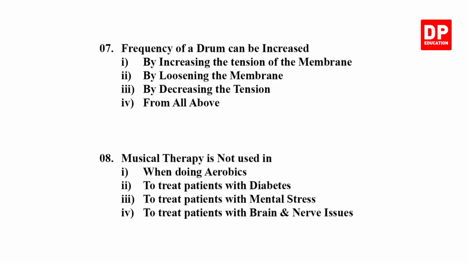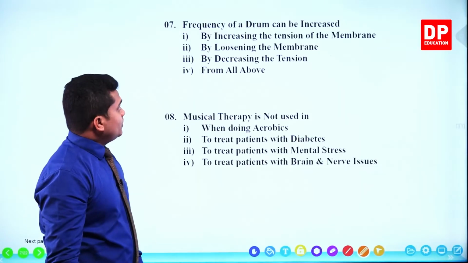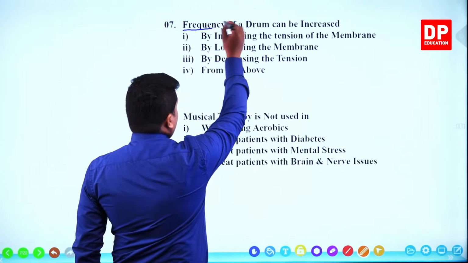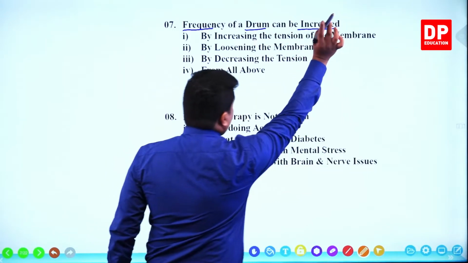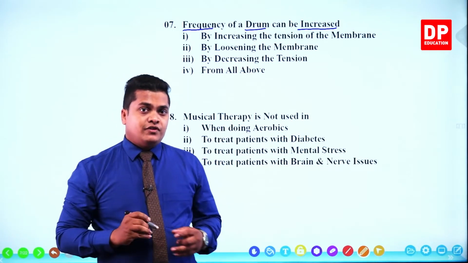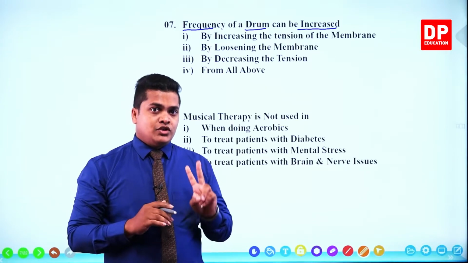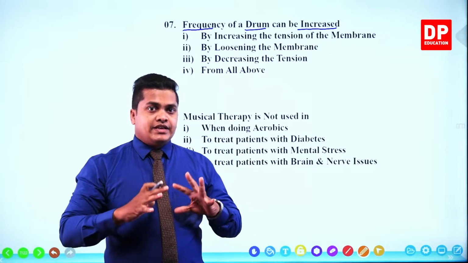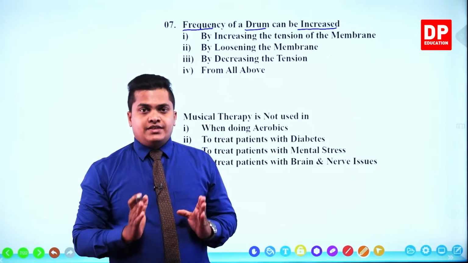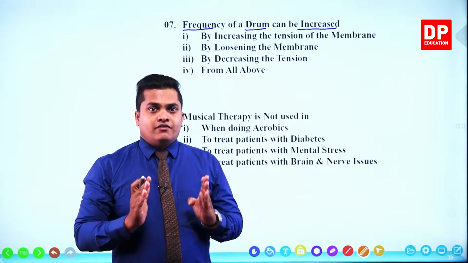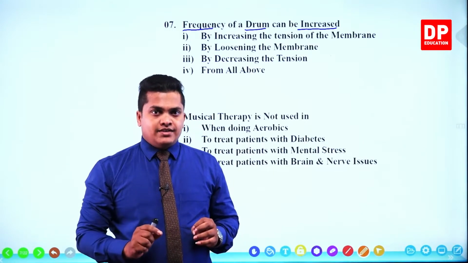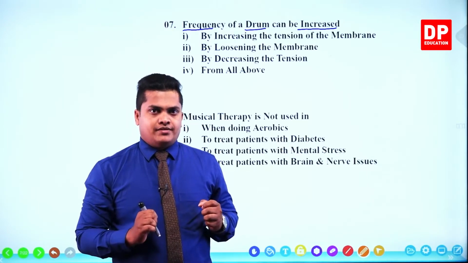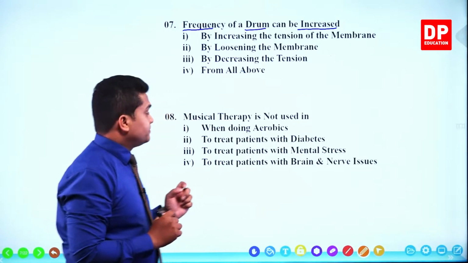Now let's move on with the next question then. Frequency of a drum can be increased. Frequency of a drum can be increased by two different ways. One thing, we can increase the tension. By increasing the tension, we can increase the frequency of a drum. And the second thing is, we can use a thinner membrane.